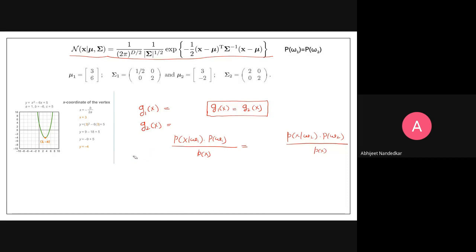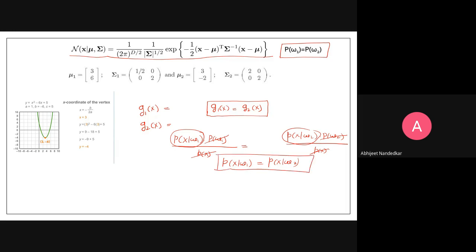So these posteriors, when I equate, I will get this equation. This probability of x and this probability of x will get cancelled out. And from the problem, it is given that probability of omega 1 is equal to probability of omega 2, so this will also get cancelled out. So what is left is only these two things: probability of x given omega 1 is equal to probability of x given omega 2. So this we have to solve.